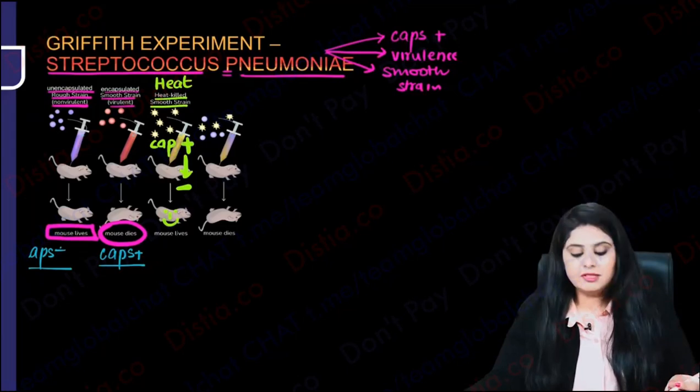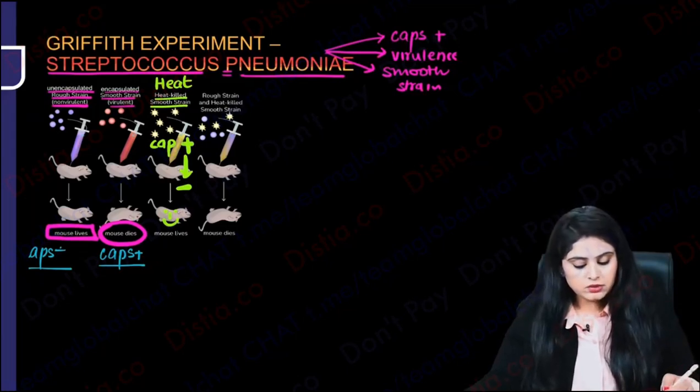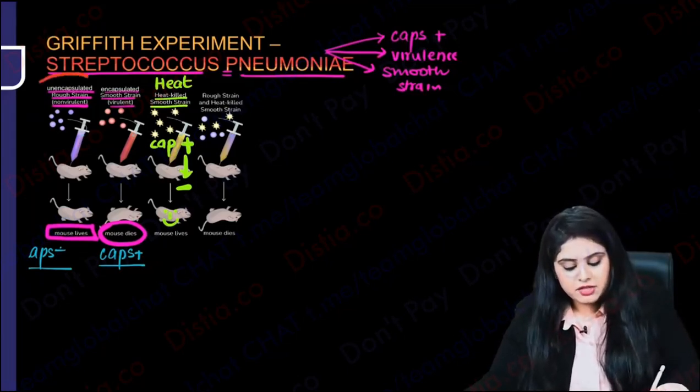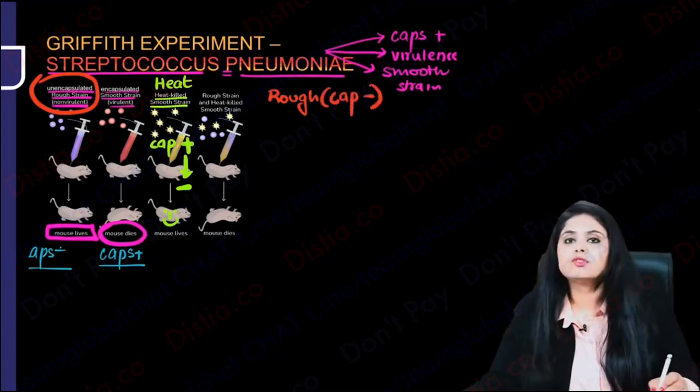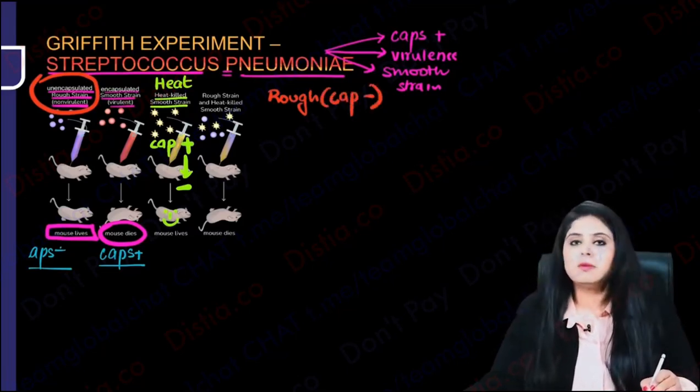But now I'm going to do a mixture. I'm going to now combine two things. I'm going to combine this strain. What is this strain? Number one, rough. What is rough? Rough means the capsule is not there. There is no capsule. So should the mouse die? No, the mouse should not die.